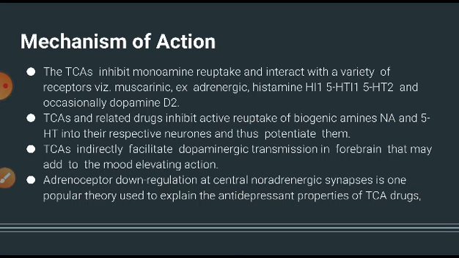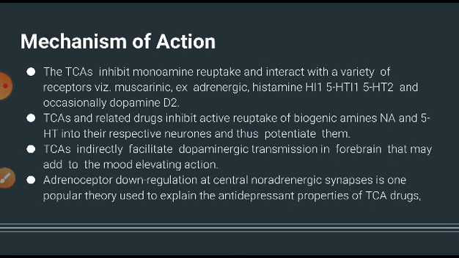TCAs and related drugs inhibit active reuptake of biogenic amines, noradrenaline and 5-HT, into their respective neurons and thus potentiate them. It means if the reuptake is not there, then the consequence is that noradrenaline and 5-HT will be higher in concentration at the synaptic cleft and more available for binding to the postsynaptic neuron.